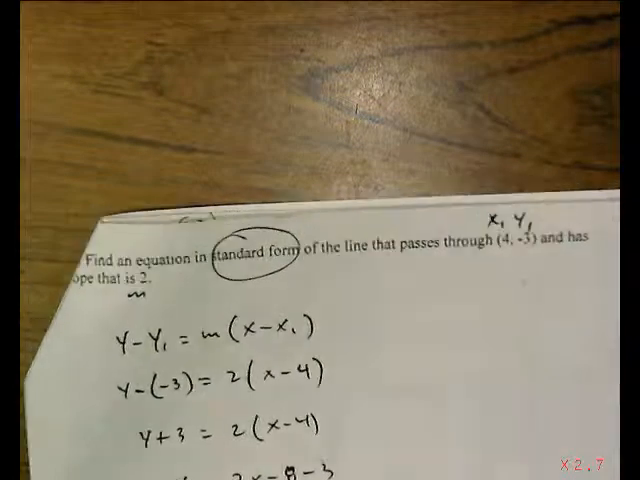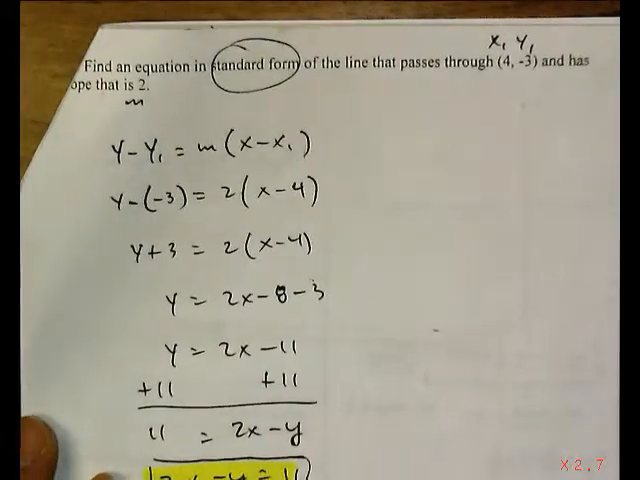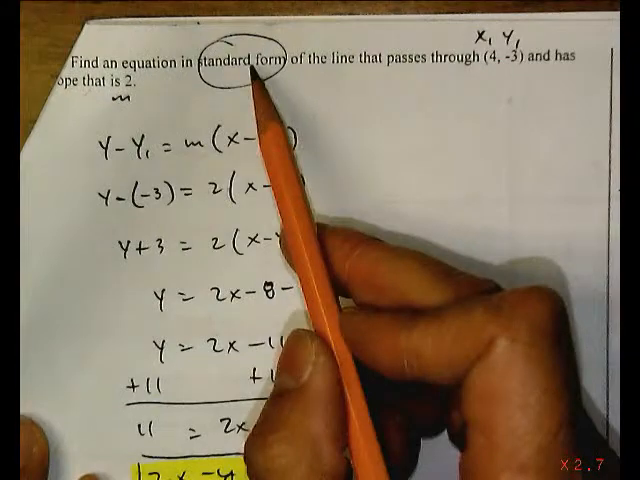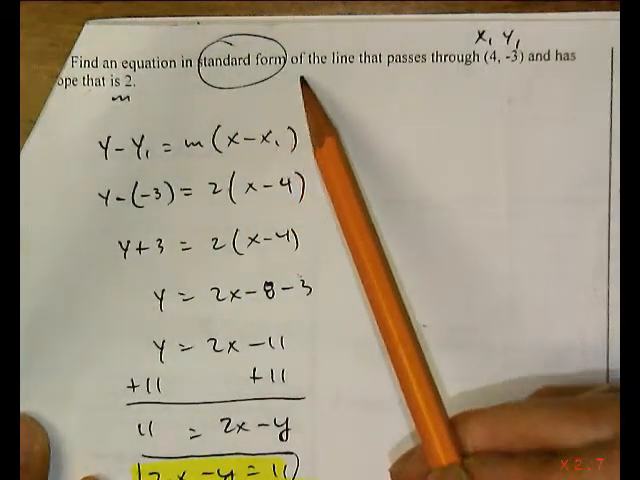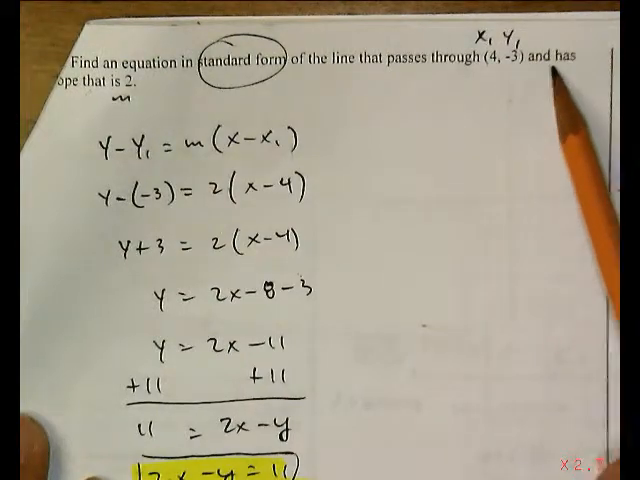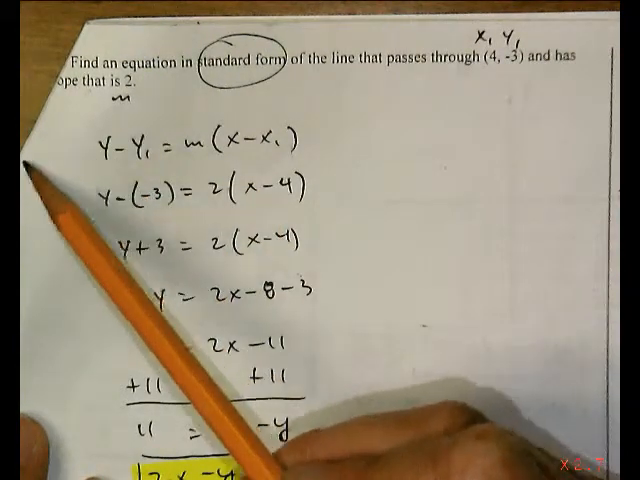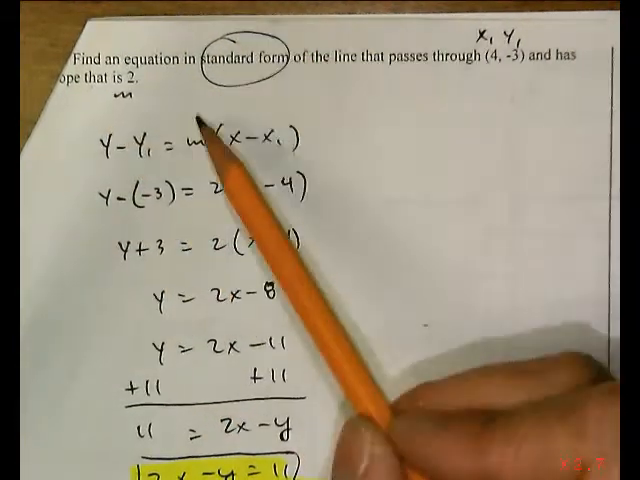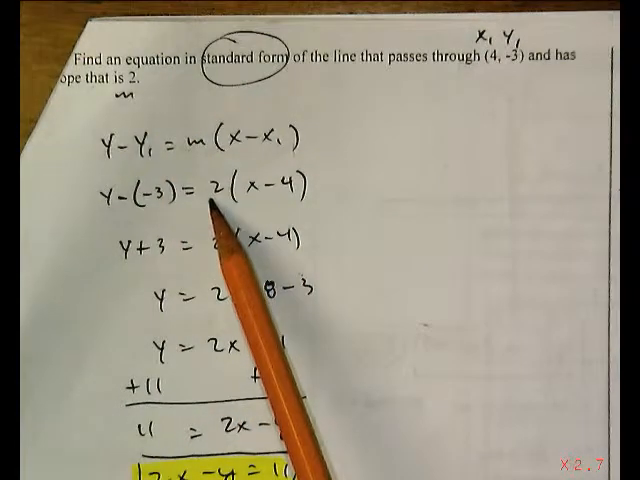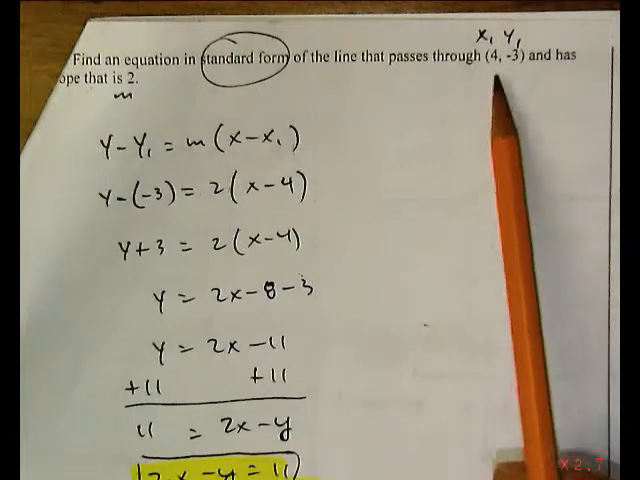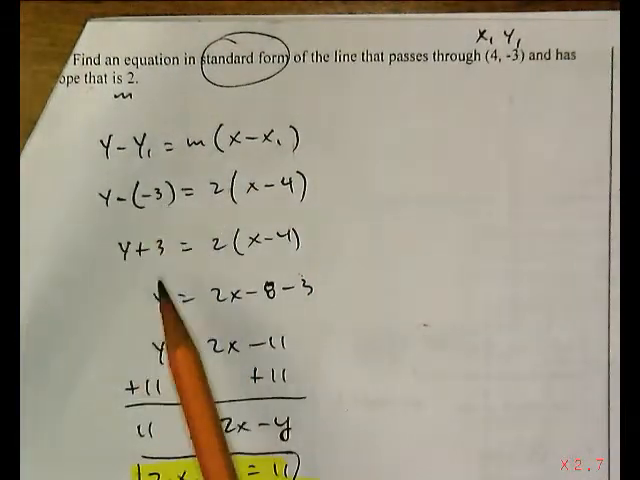Question number 19. Find an equation in standard form. So some of you need to carefully read and maybe circle things that look different. A line that passes through (4, -3) and has a slope of 2. You could put that into slope-intercept form by using the slope. Slope is 2. My x value is 4. My y value is -3.